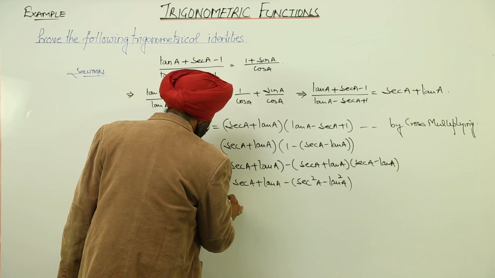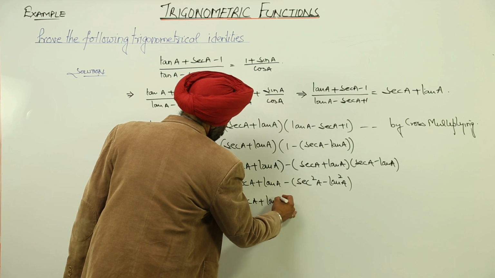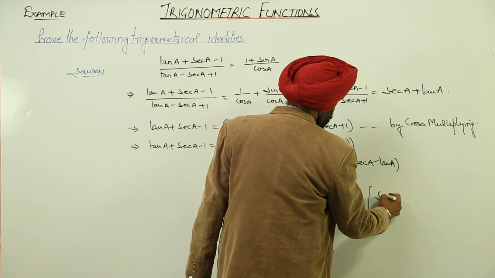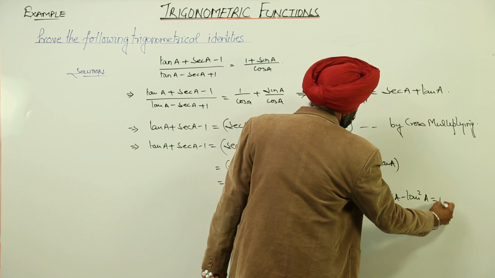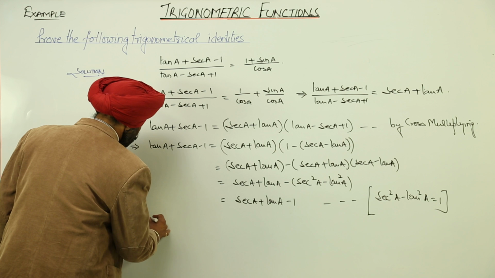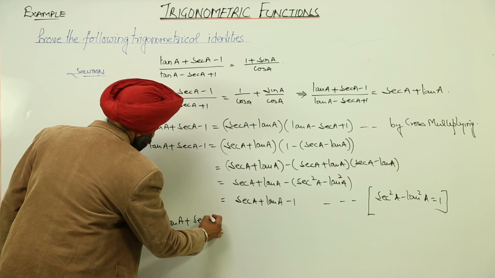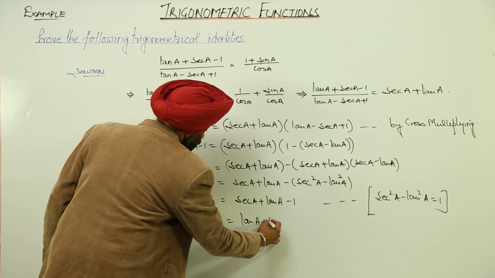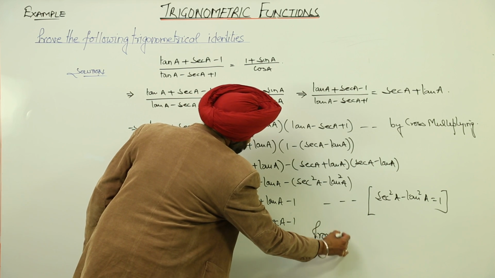Okay. Now this becomes secant A plus tan A minus 1, using the identity secant square A minus tan square A is equal to 1. Tan A plus secant A minus 1 is equal to tan A plus secant A minus 1, proved.